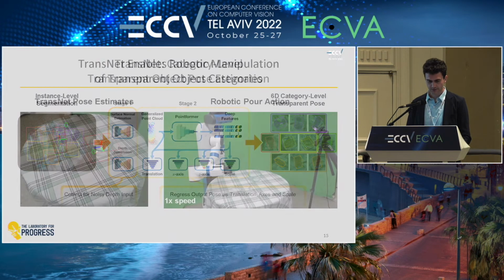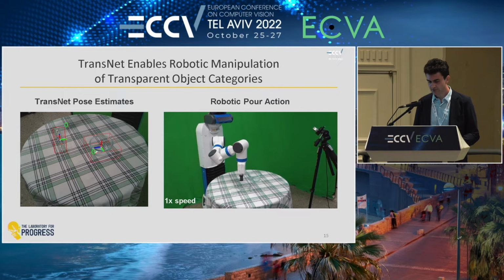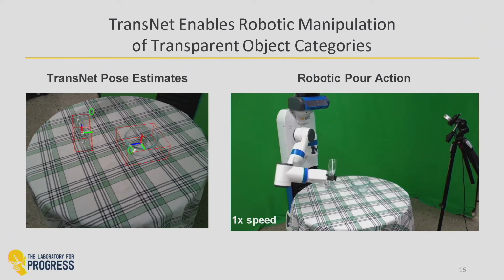And so given this approach, what we then tried to look at, so it's trained in a supervised fashion, and the first kind of result that we were very encouraged by was that it actually does support robotic manipulation effectively. This is a robot from our lab performing the grasping and pouring action that we saw earlier, but using the direct output from TransNet for the pose of both objects. So it knows where to grasp and also where to pour.